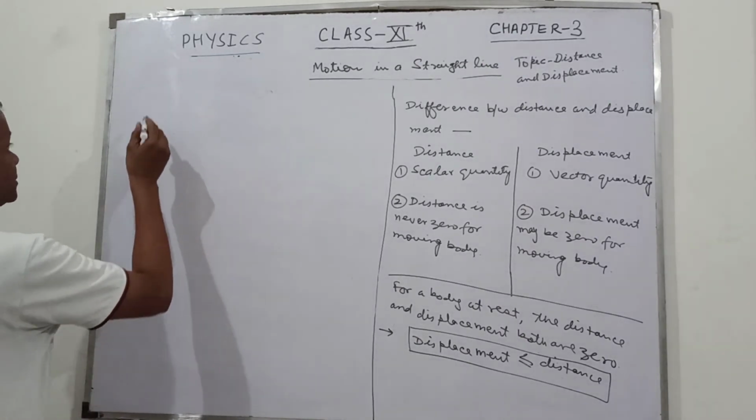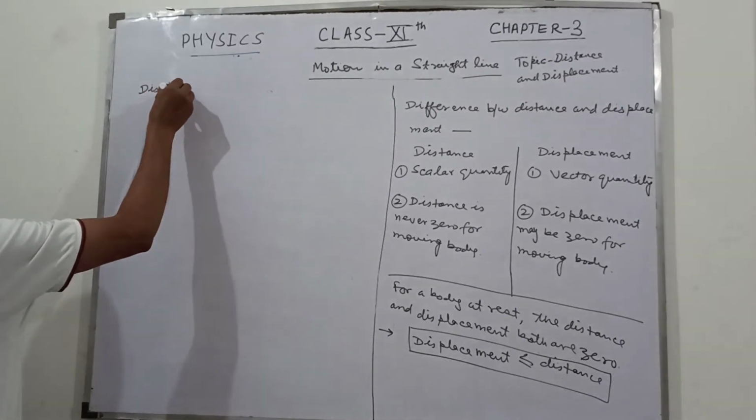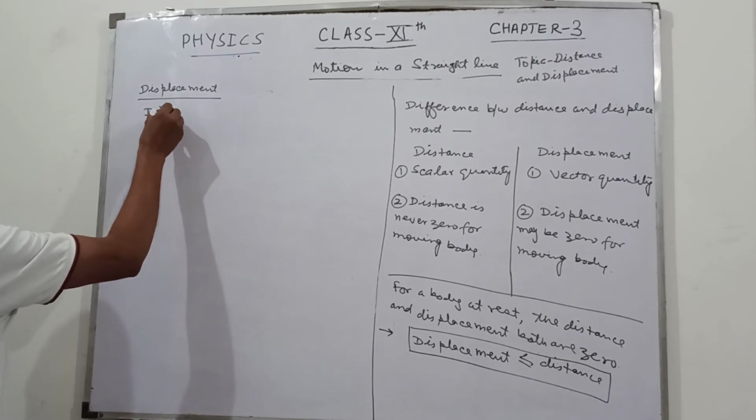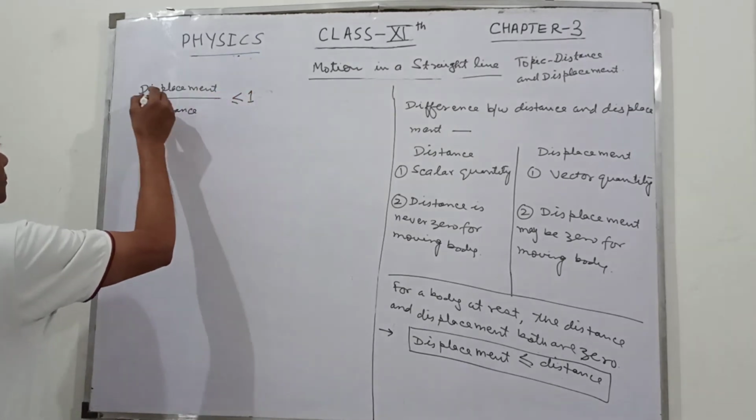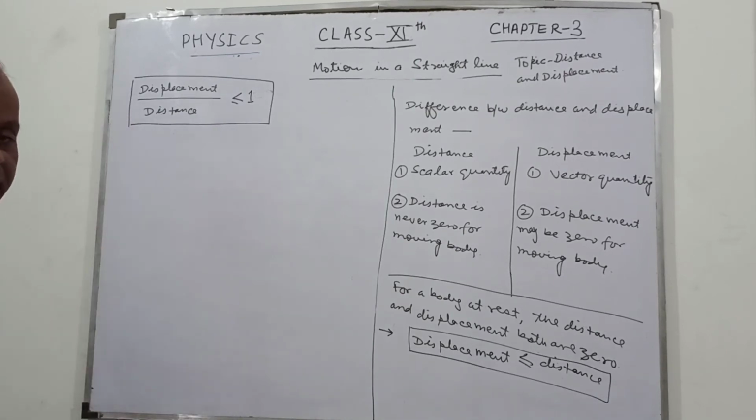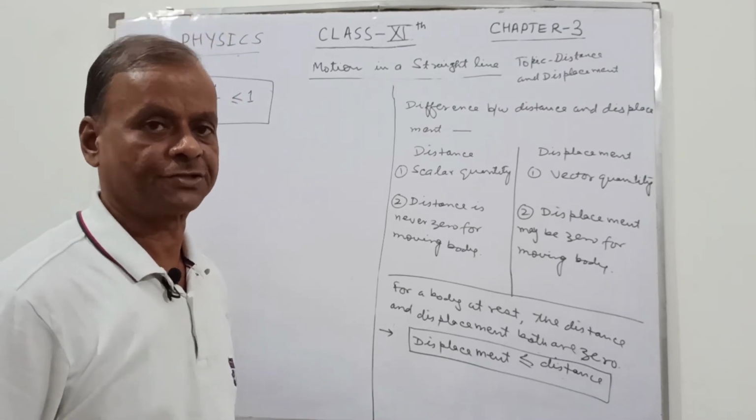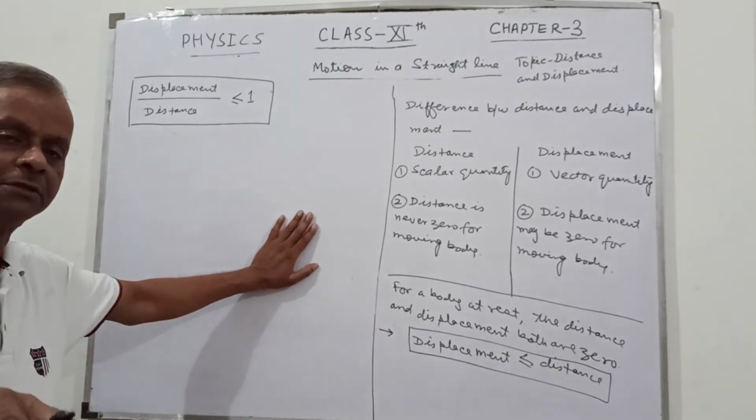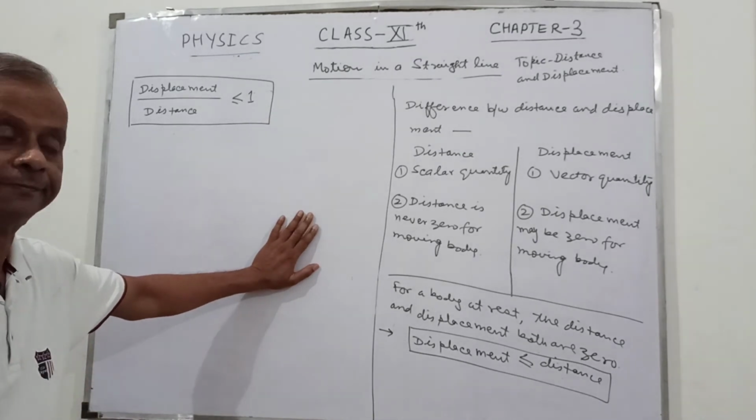The displacement upon distance is less than or equal to 1. इसमें क्या है, डिस्प्लेसमेंट डिस्टेंस के इक्वल तो हो सकता है लेकिन उससे ज़्यादा नहीं हो सकता है. So displacement is always less than the distance, but it may be equal also when the body is moving in the same direction, and if the body is at rest, then distance and displacement are the same.